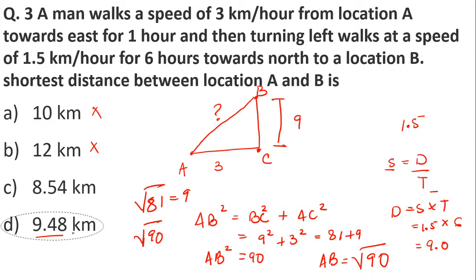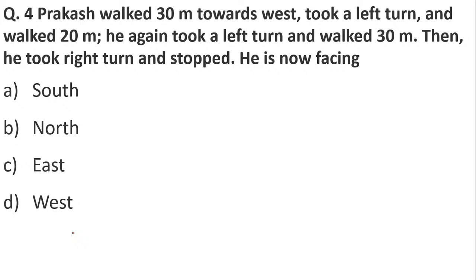Okay, next question. Prakash walked 30 meters towards west, took a left turn, walked 20 meters, then took a left turn and walked 30 meters, then took right turn and stopped. Now he is facing in which direction? So come on students, this is a very very simple question, and I know all my students are very smart. They can give the answer in just no time.